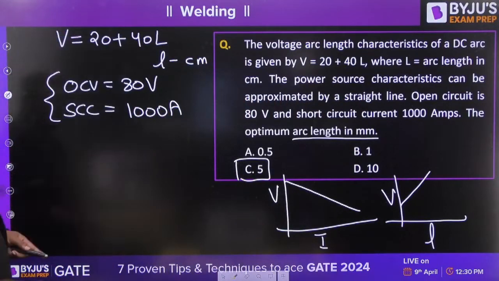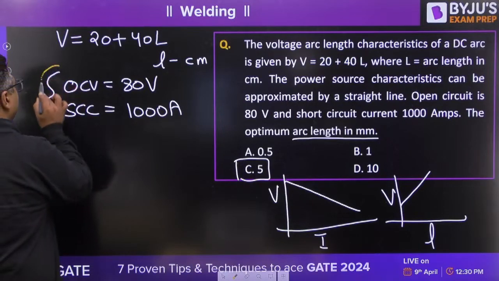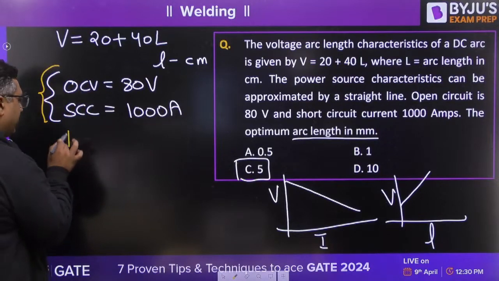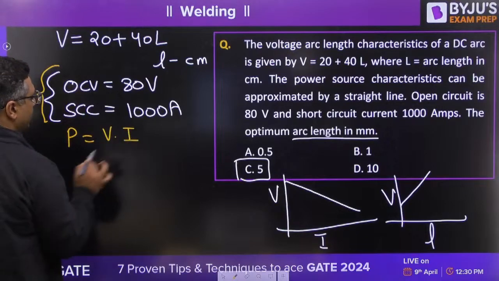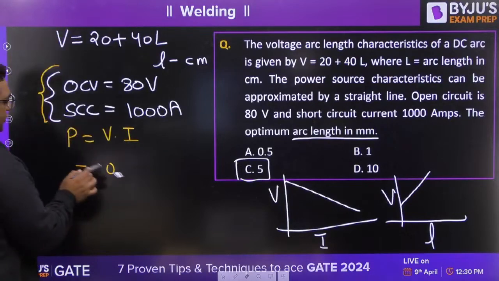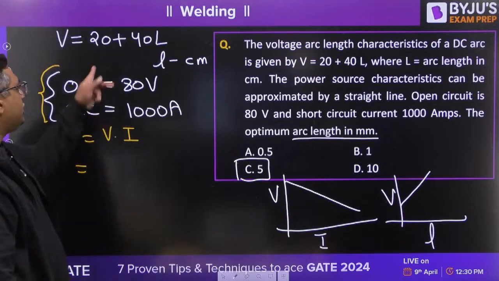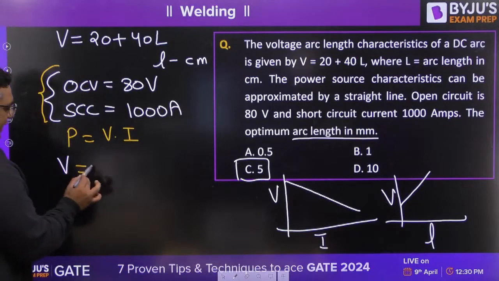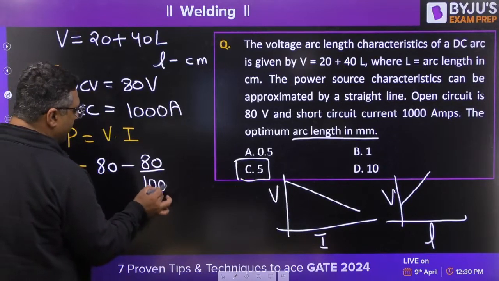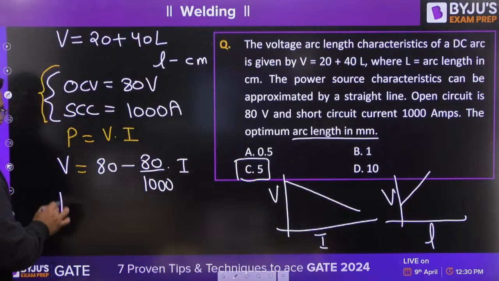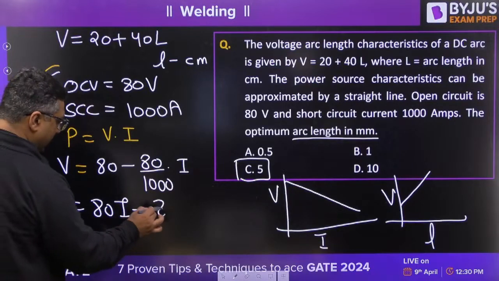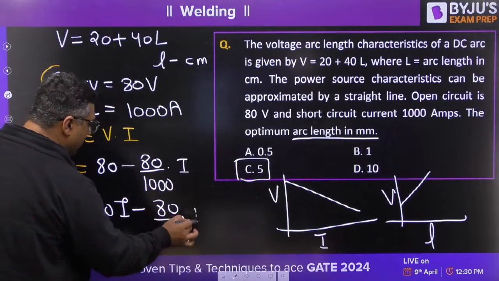So now how will we do this? We got this value. Now you need to find the optimum. Power is V into I. First of all, we have the voltage, and we can write voltage as open circuit voltage minus open circuit voltage by short circuit current into I. This is the equation. So power will become 80I minus 80 by 1000 I squared.